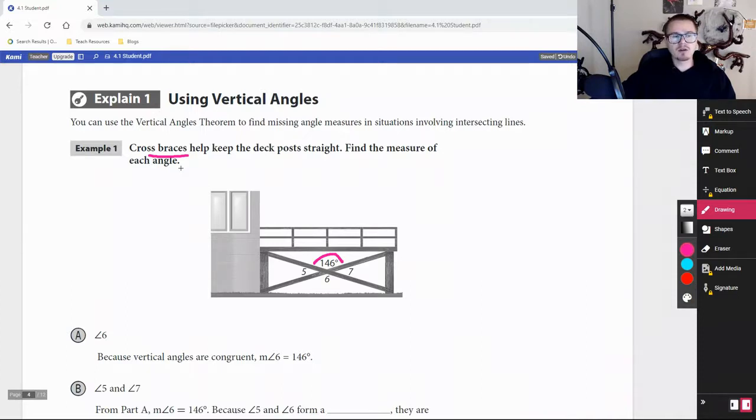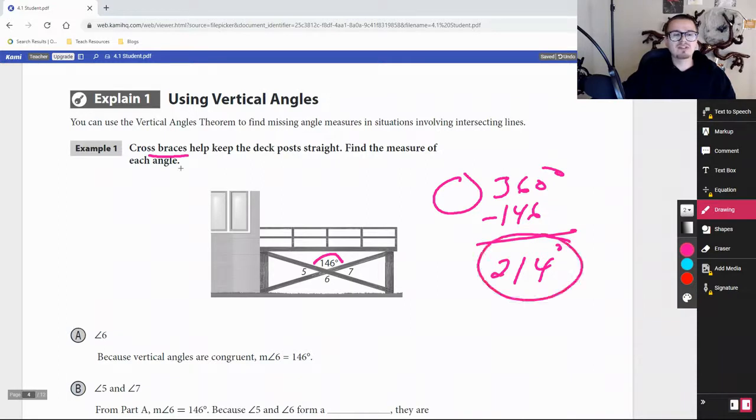We also know that a circle is 360 degrees. So we could subtract 146, and we can see that there's 214 degrees left up in that thing, right? We know that. Okay, so let's find the other angle measures.